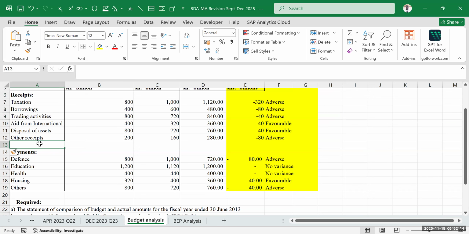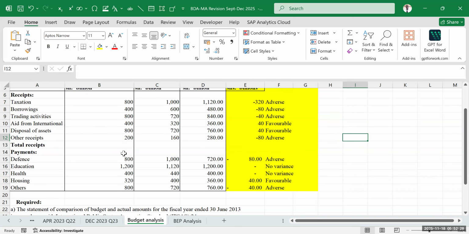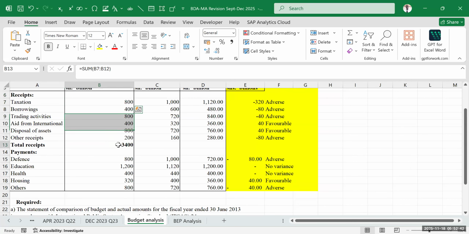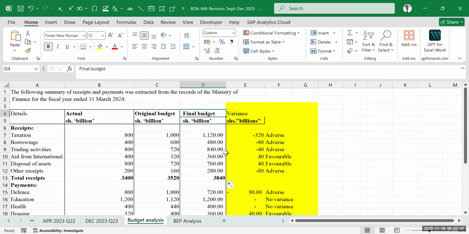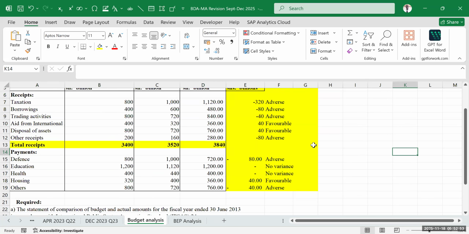So why am I introducing that extra row? What I want to do is to get total receipts. That is why I'm adding that extra row. Now, to get the total receipts, I'm going to use my usual auto sum functionality, that is the alt equals. I get the total receipts for the actual budget. Then that formula remains the same for the two categories of budgets, for the original and final. So I have total receipts like that. I can highlight them in yellow.